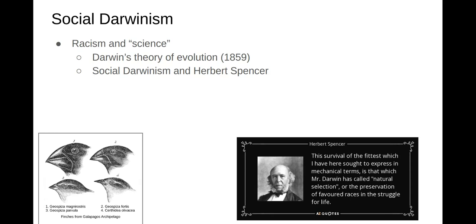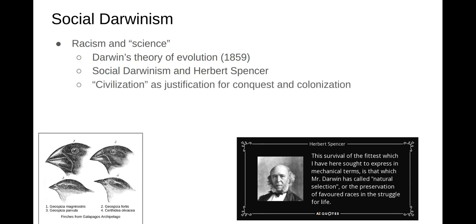So let's look at the bottom right. It's Spencer who is responsible for the term survival of the fittest. Here we have his quote: "This survival of the fittest, which I have here sought to express in mechanical terms, is that which Mr. Darwin has called natural selection, or the preservation of favored races in the struggle for life." And you see how Spencer is putting this in a racial context. And what Spencer starts to do is to take Darwinian evolution and apply it to people.